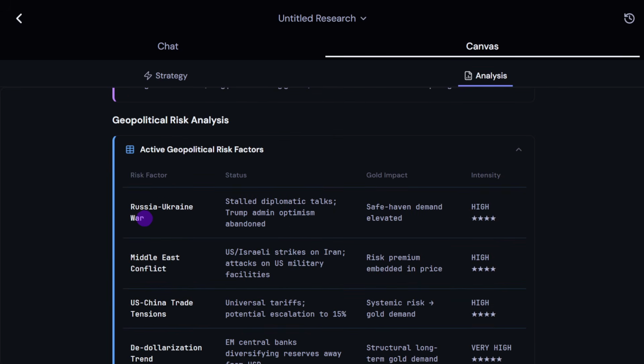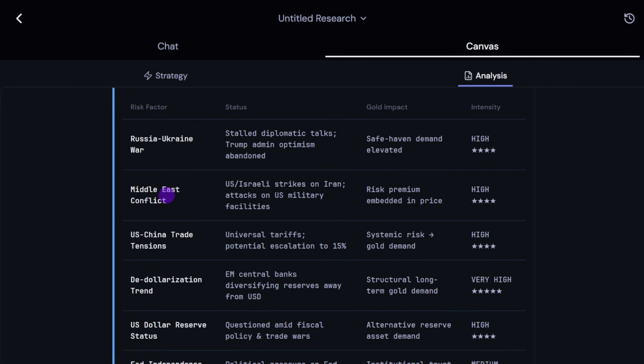So we can see that, for example, we have the Russia-Ukraine war, the status: stalled diplomatic talks, Trump admin optimism abandoned. Then the gold impact: safe haven still, demand elevated, and the intensity is high. It's affecting the price of gold a lot. Then we have the Middle East conflict now. So we have the US-Israeli strikes on Iran as well. It's a very high impact on the safe haven, which is gold.